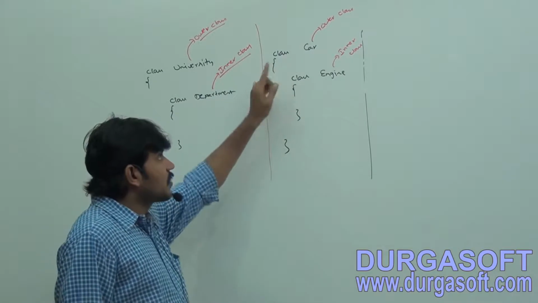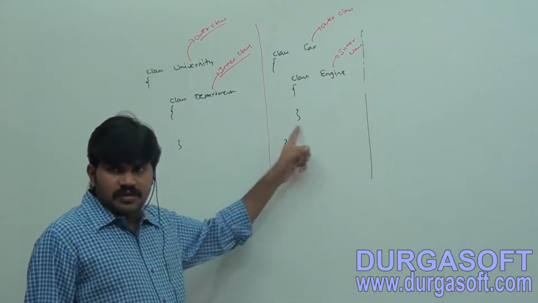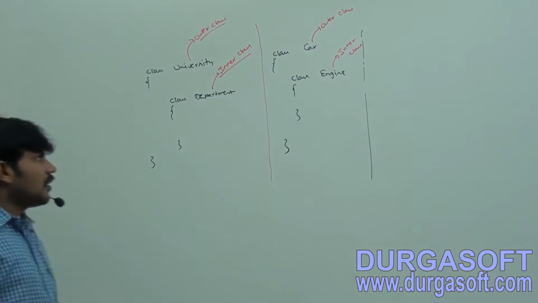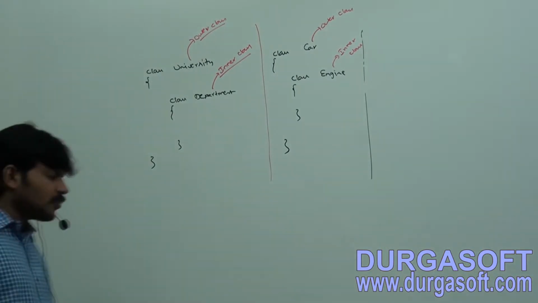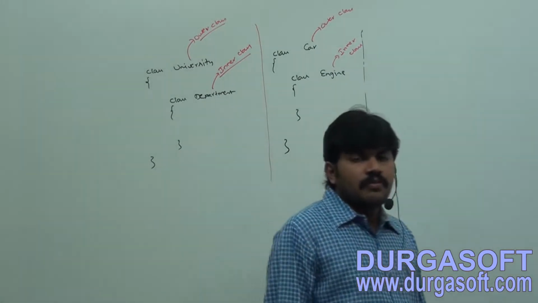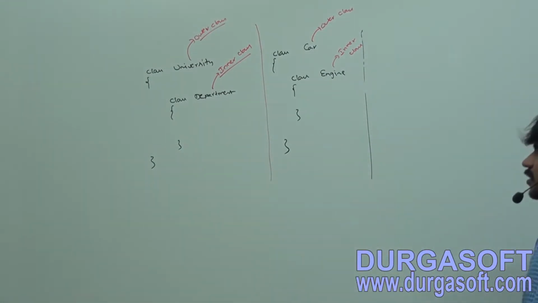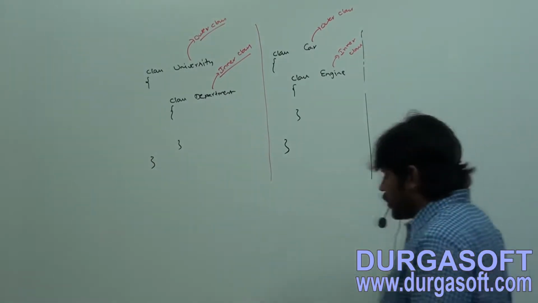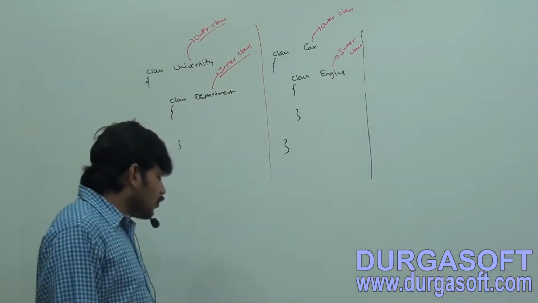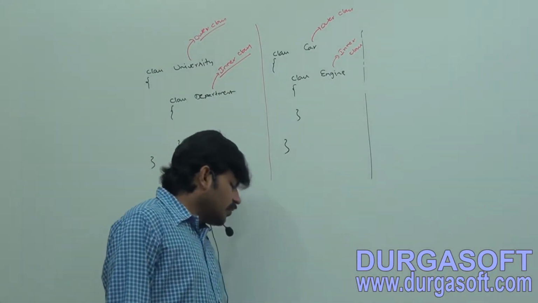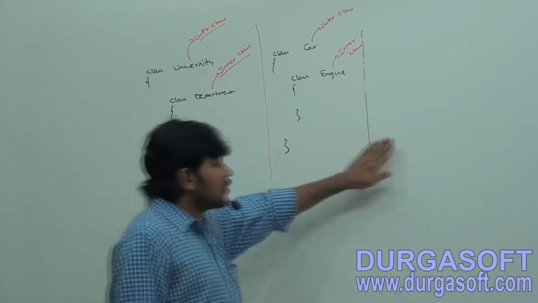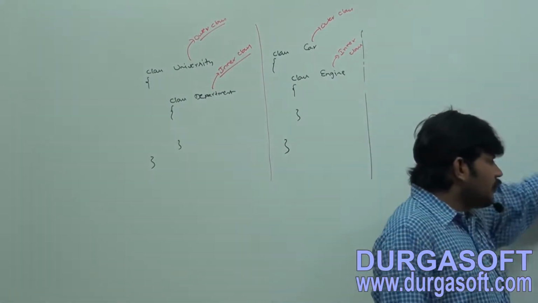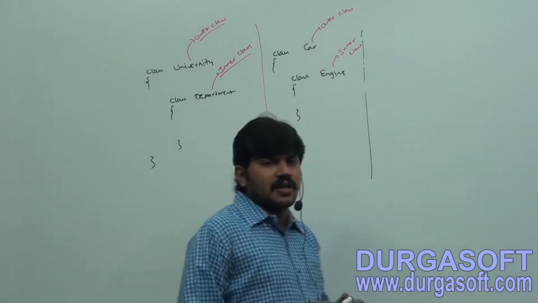Take this one. Class Car, class Engine, because the engine is always part of the car. That's why we have to declare the engine class inside the car class. Now this is the second conclusion we should be aware of. Are you able to get it? Now the third conclusion. Make sure you people are aware clearly.